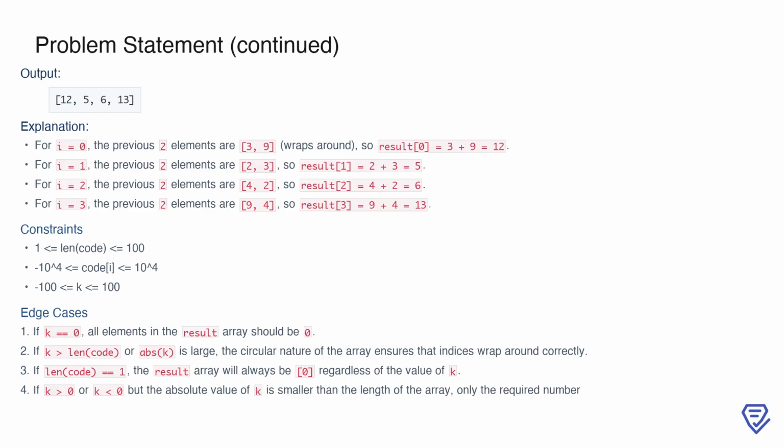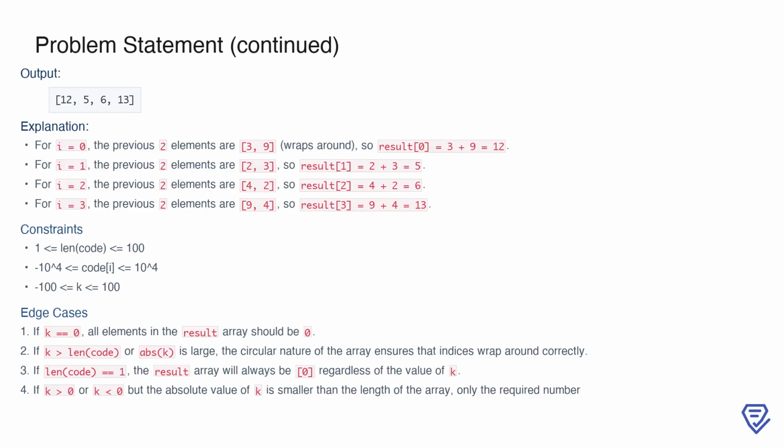Now consider a case where k is negative. In this example, the input code is 2, 4, 9, 3, and k equals -2. Here, since k is negative, we sum the previous two elements for each index, moving in reverse order. For i equals 0, the previous two elements are 3, 9, wrapping around the array, so result 0 is 3 plus 9, which equals 12.